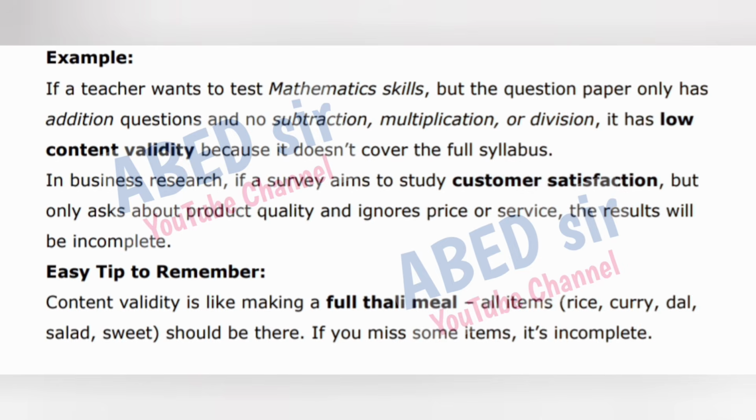In business research, if a survey aims to study customer satisfaction, but only asks about product quality and ignores price or service, the results will be incomplete. Easy tip to remember. Content validity is like making a full thali meal. All items, rice, curry, dal, salad, sweet, should be there. If you miss some items, it's incomplete.